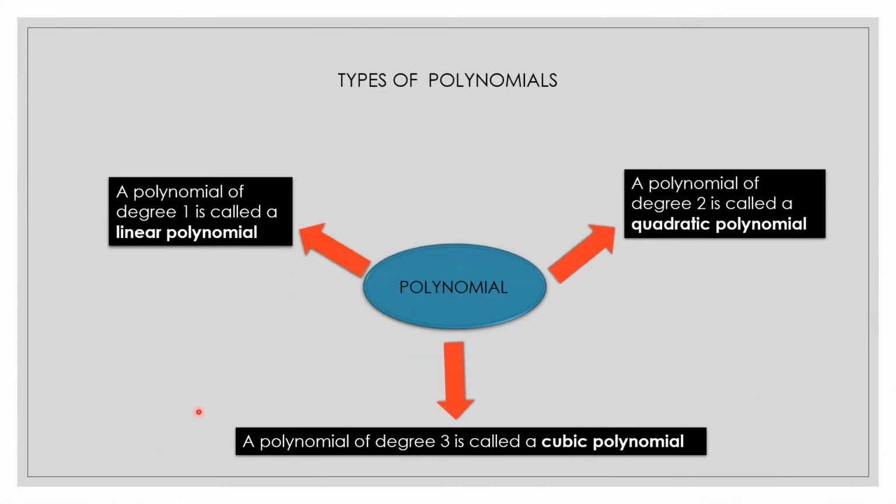Okay, now we're going to see the types of polynomial. There are basically three types of polynomial. First, linear polynomial, which means the highest degree in a polynomial should be 1. That is, the highest power of a variable in an equation should be 1. Second, quadratic polynomial, which means the highest power of a variable in an equation should be 2. And for cubic polynomial, the highest power of the variable in an equation should be 3.